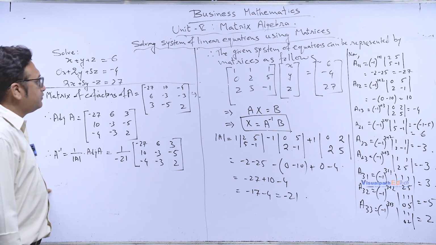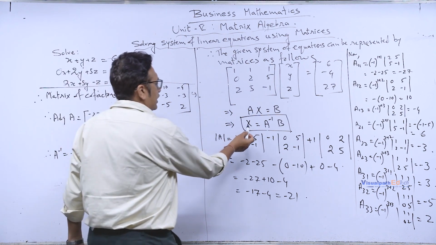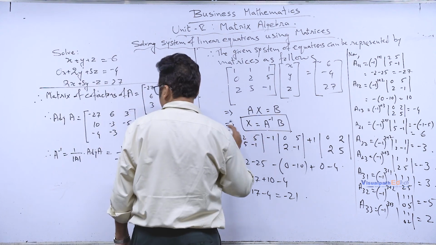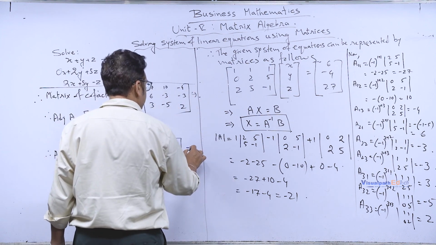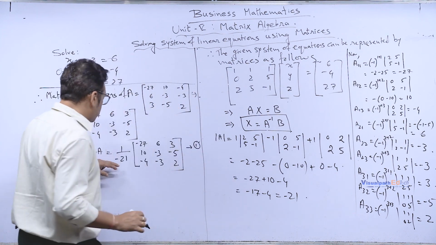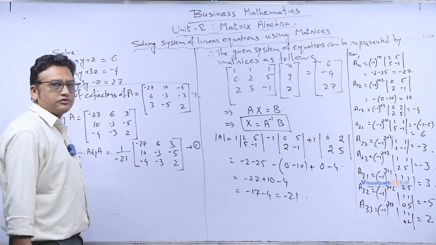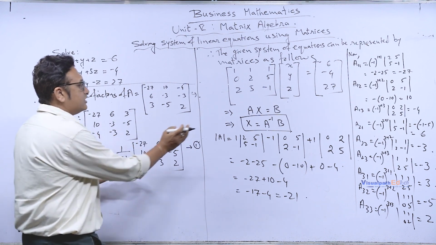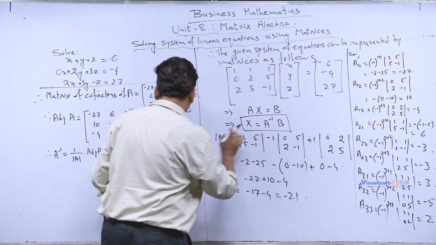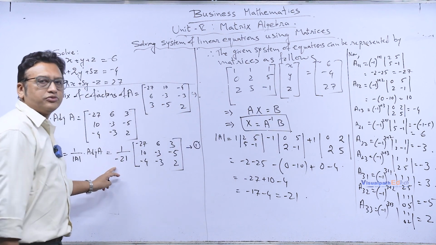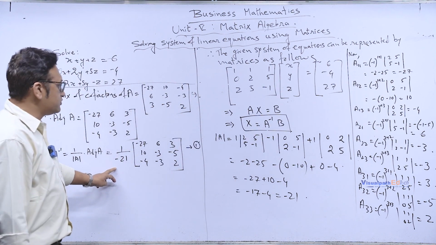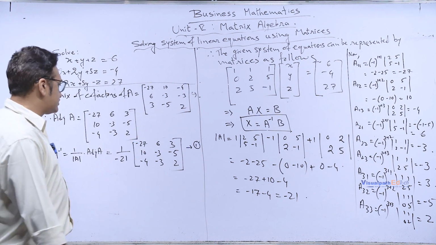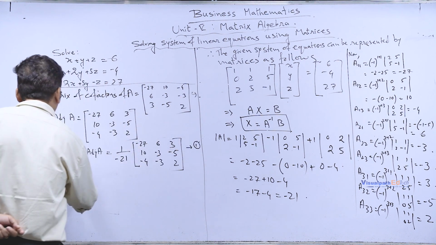Okay. Now, how to find out X? X is A inverse into B. So this is our A inverse. See, I am not multiplying this with this now. I am just keeping it as it is, because first we will multiply the B with this. Finally, we will put minus 1 by 21 inside the brackets.